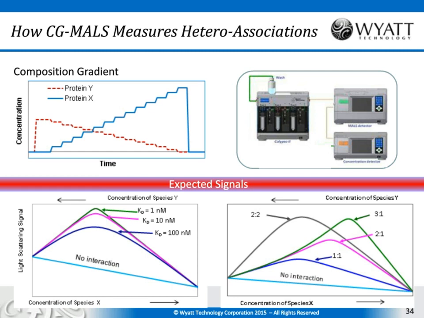And in fact, if you have a 2 to 2 complex forming, it will peak at the same position as 1 to 1, but the light scattering signal will be double that of the 1 to 1 because the molecular weight is double. And so again, this points out how CG-MALS, because it's measuring directly molecular weights, can give you the true molecular stoichiometry. This is information that most techniques will not give you.